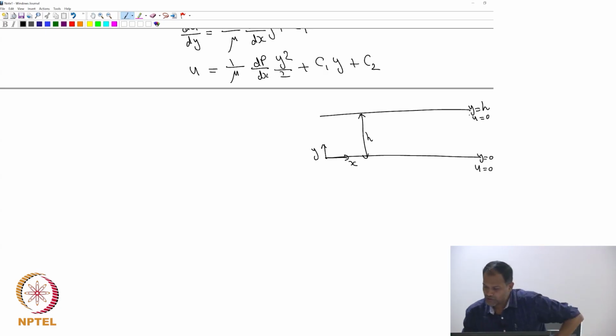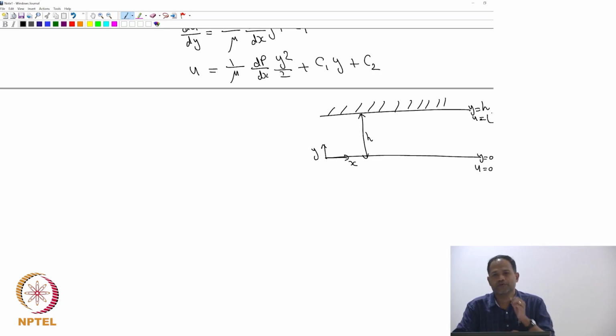So what I am going to do now is the same problem. What we have done really is that you have applied a pressure gradient. In other words, you have applied a large pressure here. For example, you will put a pump, okay, you put a pump that will exert a large pressure here, which will move the fluid in the channel, right. So along with that, let us say that you are not only applying a pressure gradient, you are also going to move this upper plate. So this upper plate is going to go with a velocity capital U.